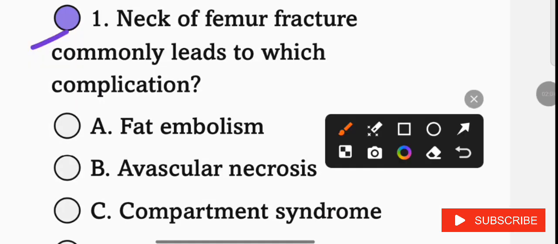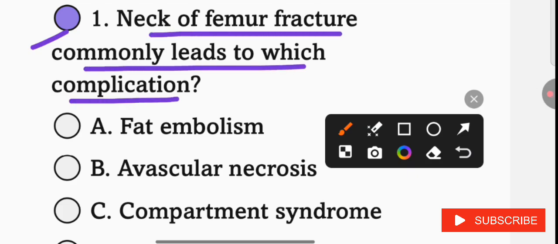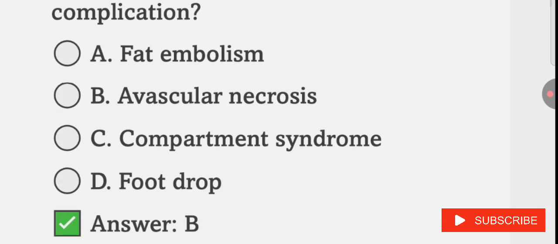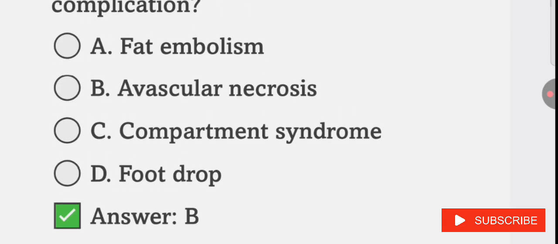Come to our first question. Neck of femur fractures commonly lead to which complications? This is a very important and repeatedly asked MCQ in all competitive exams. The options given are fat embolism, avascular necrosis, compartment syndrome, and foot drop.